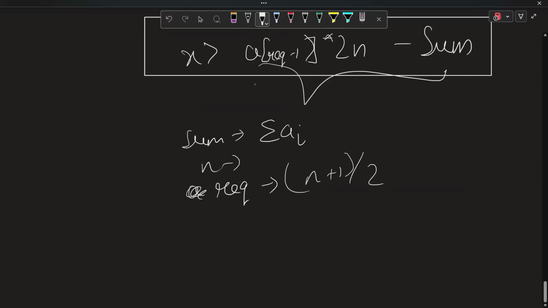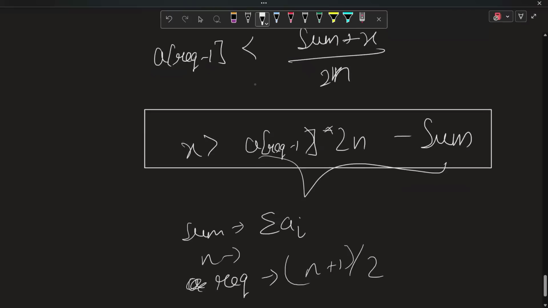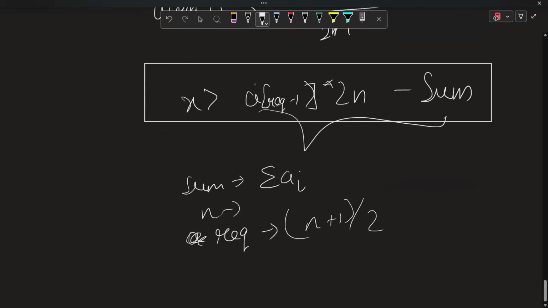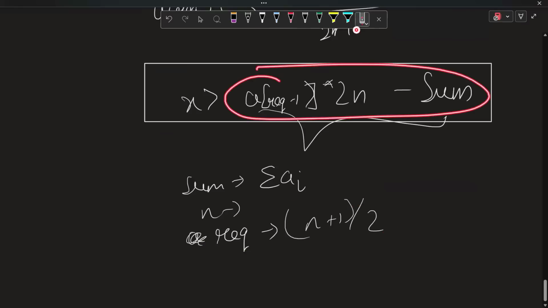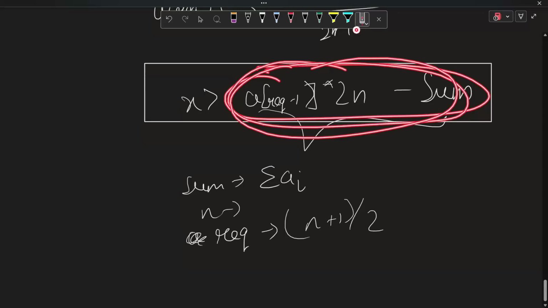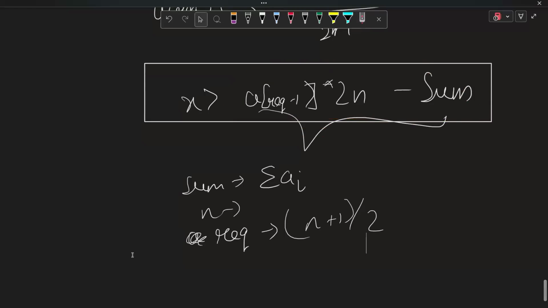So I think it's quite clear what you need to do. Just find the sum of the array, then check what required is, then sort the array. After that, just find the value of this. It would be your answer. Okay, I hope it's quite clear.